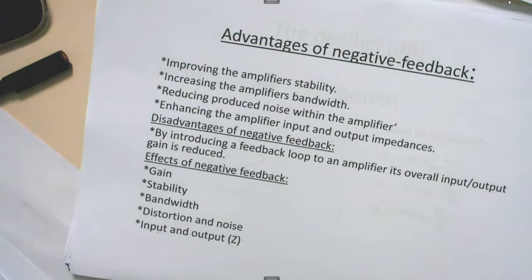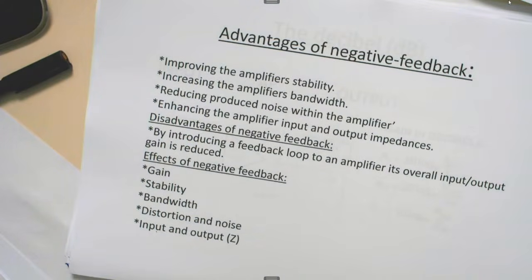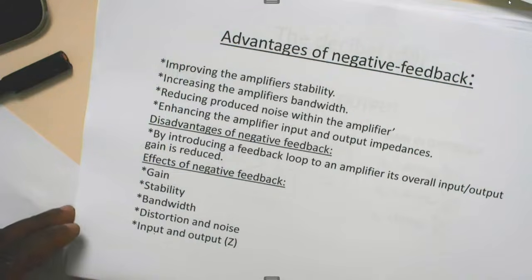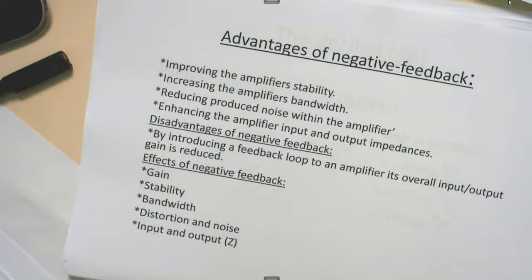Now the advantages of negative feedback. Yes, just going through it. The advantages of negative feedback: it improves the stability of the amplifier, increases the amplifier's bandwidth, reduces the noise produced within the amplifier, and enhances the amplifier's input and output impedance. The disadvantage: by introducing a feedback loop to an amplifier, its overall gain is reduced. The last part, the effects of negative feedback: gain, stability and bandwidth, distortion and noise.